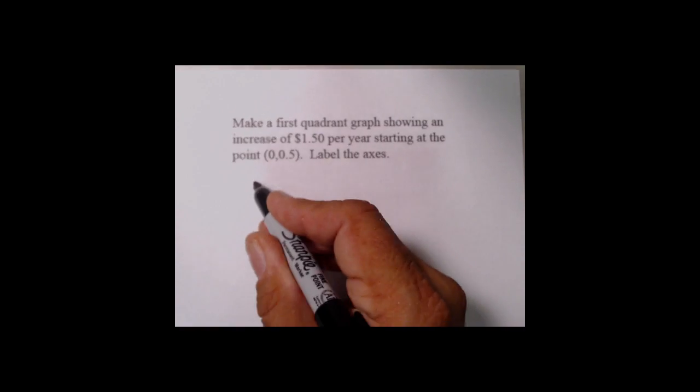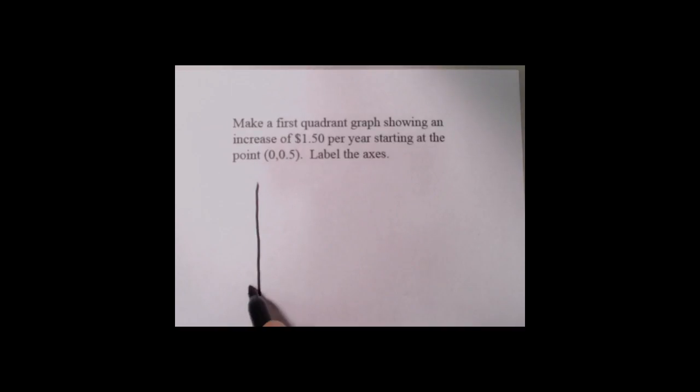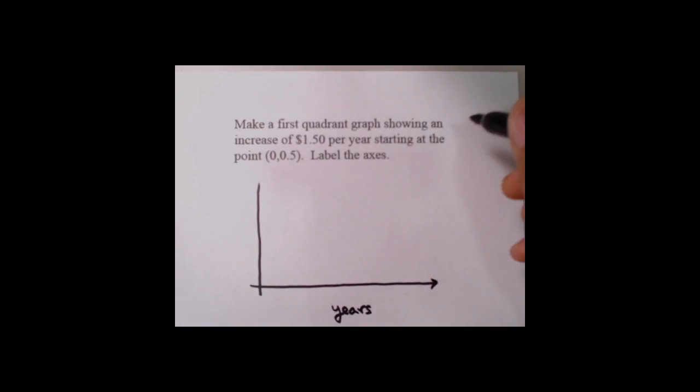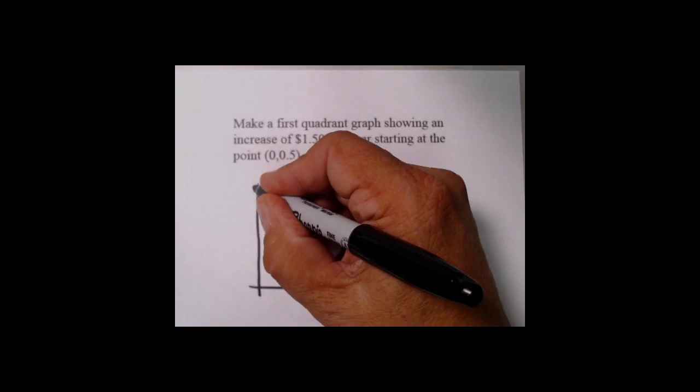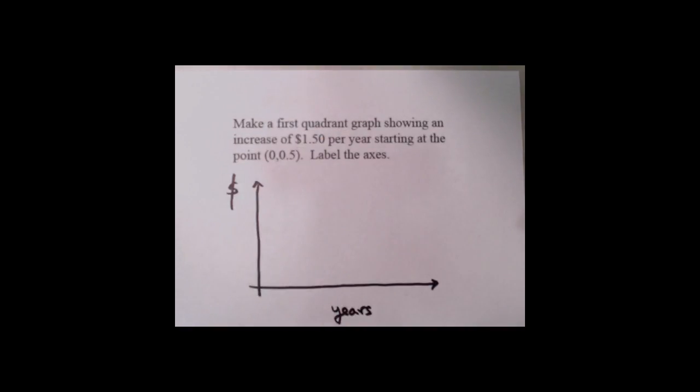So when we make ourselves a graph, okay, here it goes. It's only the first quadrant. Now, the standard thing that goes along the bottom here is time, for instance. So since we're talking about years, that's what I'll put here. Years are going to the right. And then that means the total cost in dollars is going upwards.